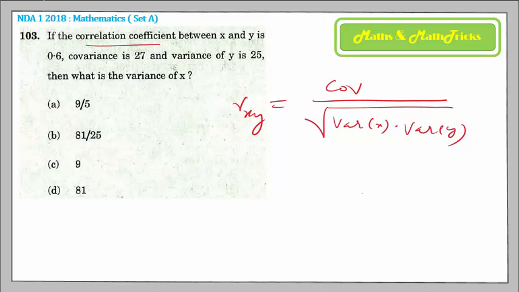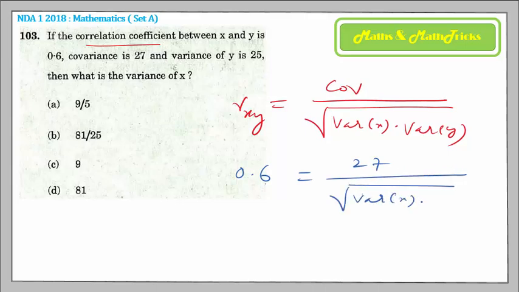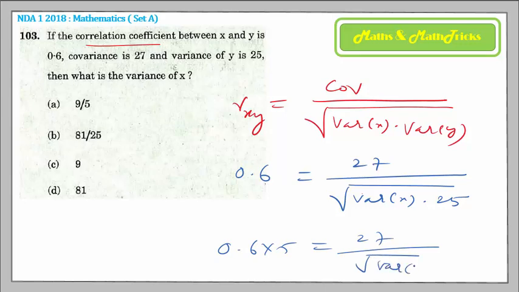So if we now substitute the values, Rxy value is 0.6 into covariance is 27 divided by root over variance of x is unknown into variance of y is 25. So we can see that root over 25 is 5, which will get multiplied to 0.6 in the LHS, and 0.6 into 5 equal to, we have 27 divided by root over variance of x.